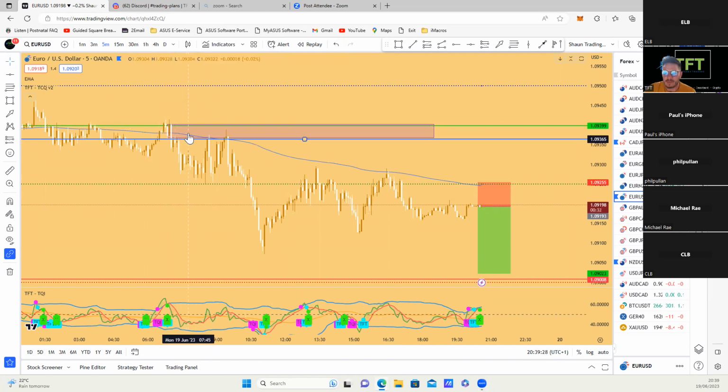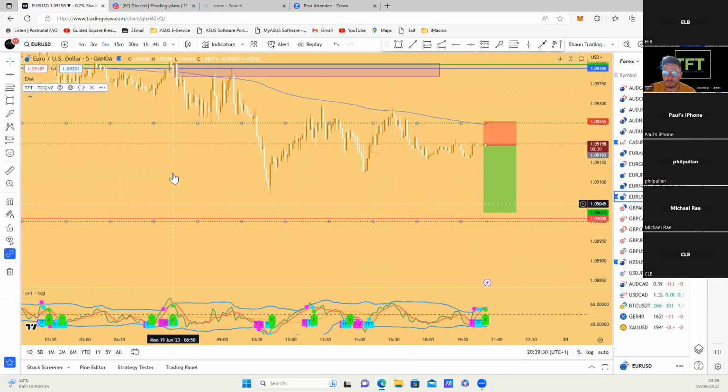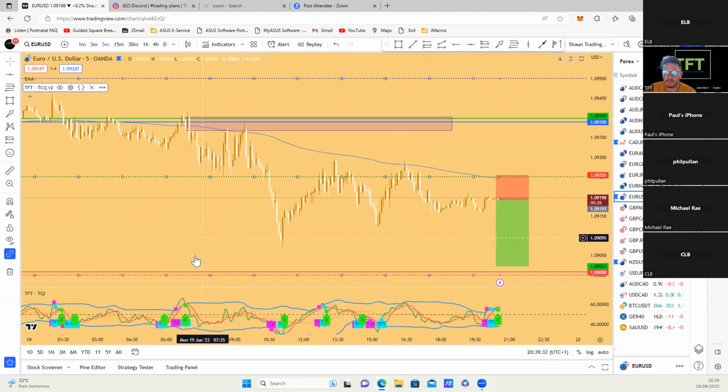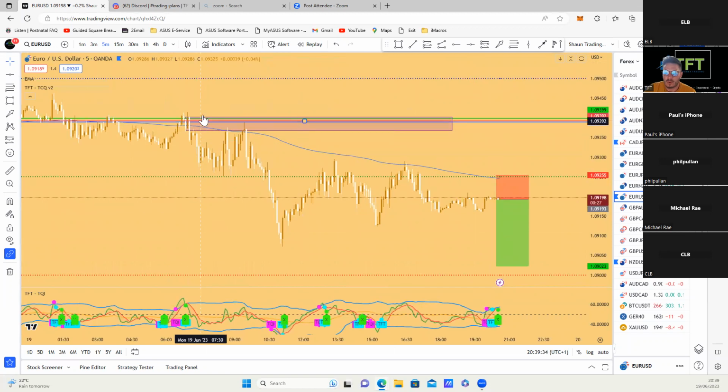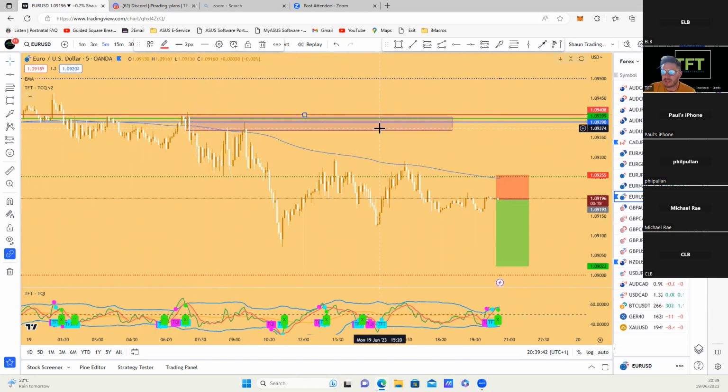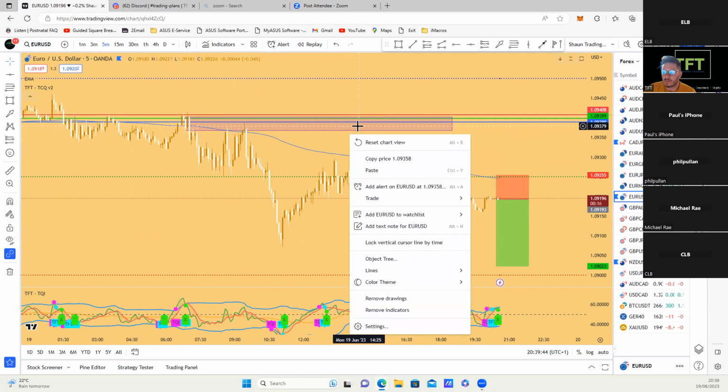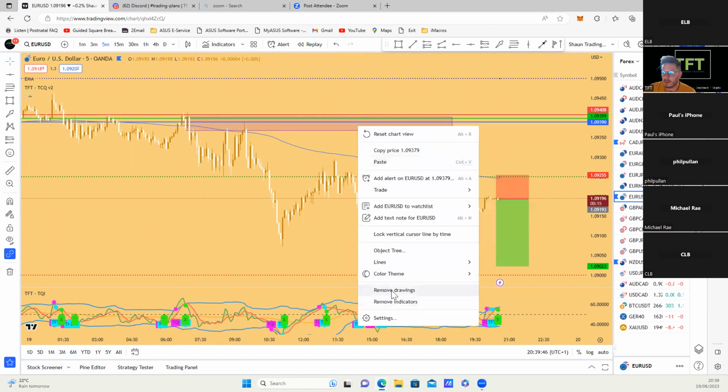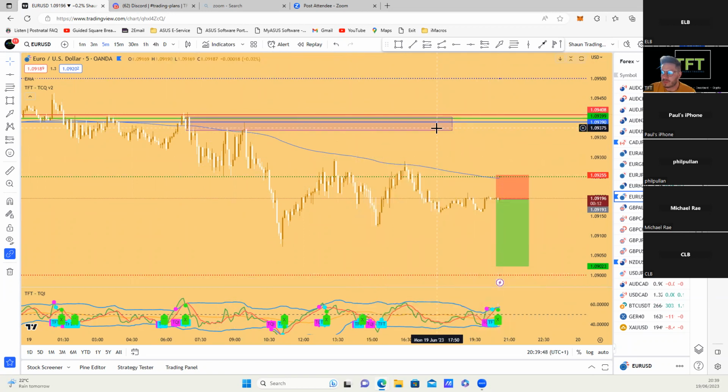So what can happen then is price can go up into it, but as you can see, both haven't crossed the line. So even if I take this off so you guys can see, guys, 2 secs. I bet it's going to remove all of them drawings.